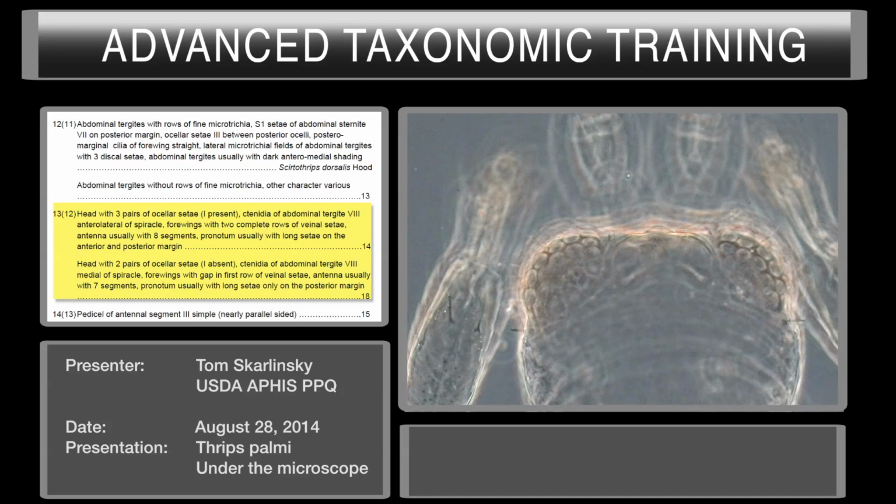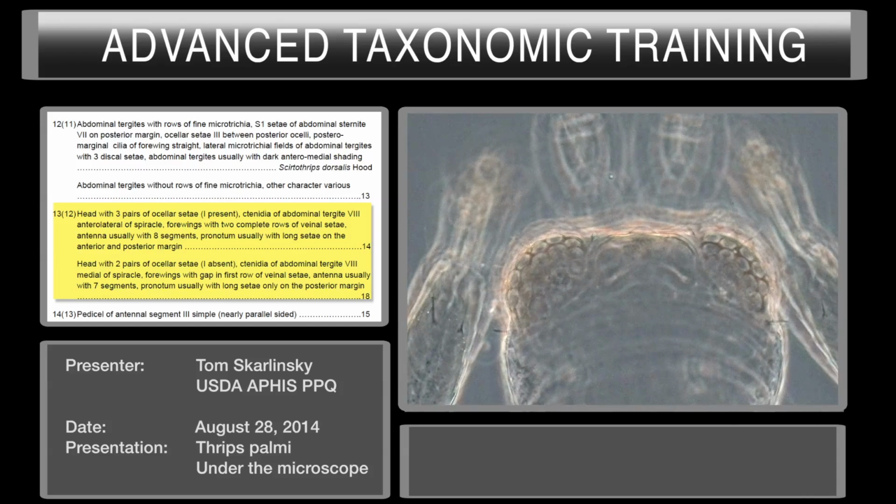Now, this is actually a great example of how everything is not always easy. Sometimes you slide mount these specimens, and the head might rotate forward a little bit, and it can be very difficult to see these structures.